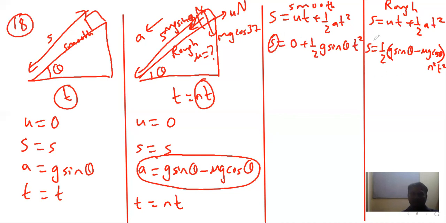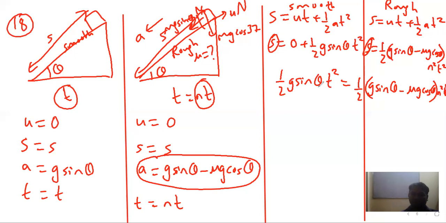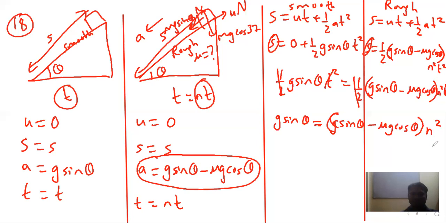Now because the displacement in both cases is the same, let us equate the displacements. So half g sine theta into t square on the LHS equals half into g sine theta minus mu g cos theta into n square t square on the RHS. T square cancels on both sides, half cancels on both sides. So g sine theta is equal to g sine theta minus mu g cos theta, bracket n square, because t square has cancelled out. Next, let us cancel g on both sides. I will get sine theta is equal to sine theta n square minus mu n square cos theta.